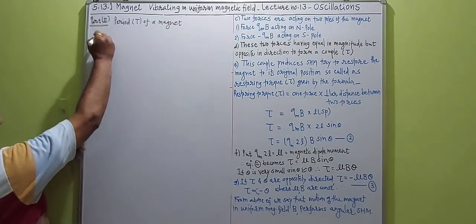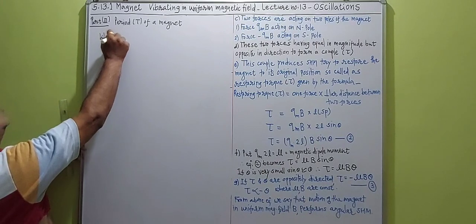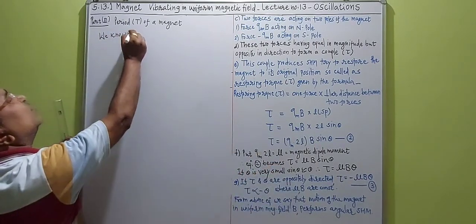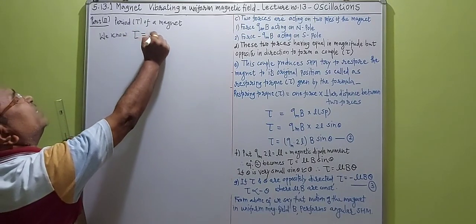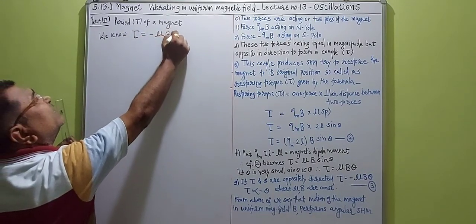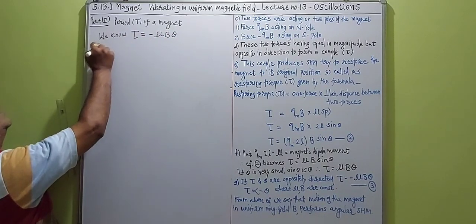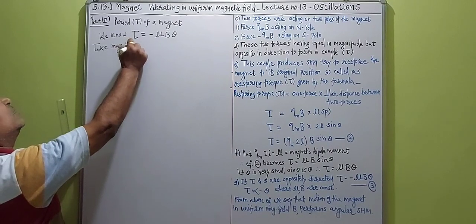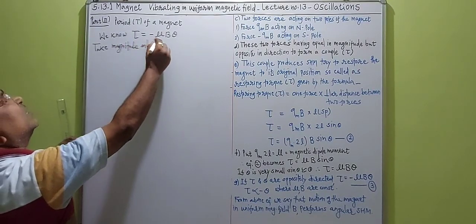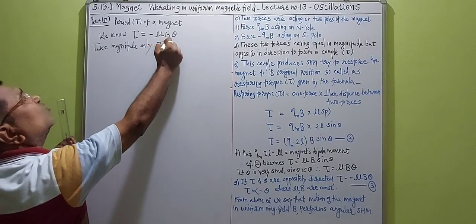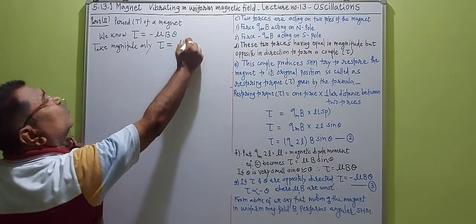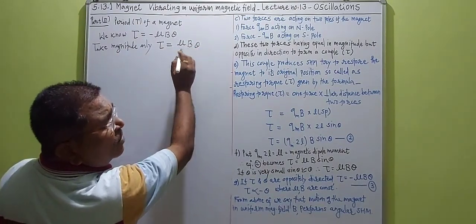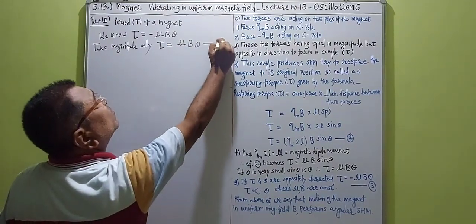Okay, we know tau is equal to minus mu B theta. Take magnitude only. After taking magnitude only, we get tau is equal to mu B into theta. This is equation number, suppose, 4.